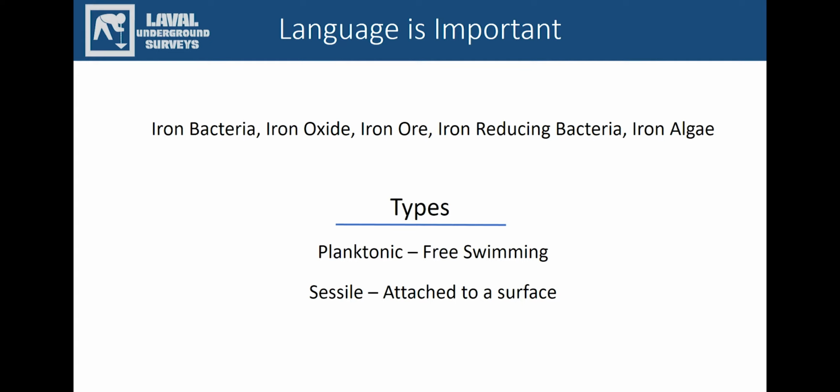There are two main types of iron bacteria as well, planktonic and sessile. Planktonic bacteria is free-floating in the well, where they will look like small particles unattached. On the other end, sessile bacteria are attached to a surface, and that's what starts to make up your biofouling.